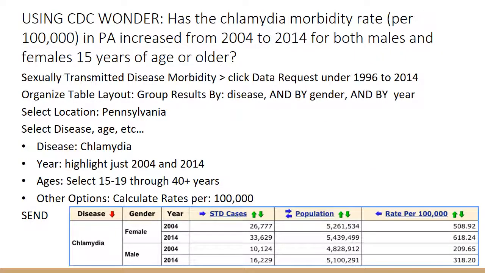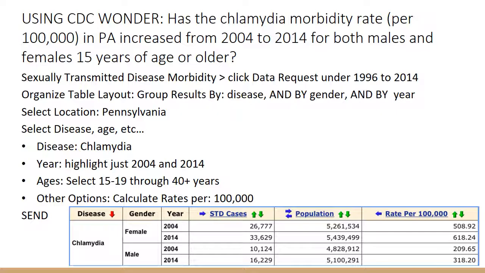Here's another example of using CDC Wonder. This is asking about chlamydia morbidity rate per 100,000 in Pennsylvania. We want to know if it is increased from 2004 to 2014 for both males and females who are aged 15 or older. So on our main CDC Wonder page, underneath the Wonder online databases, we're going to click the sexually transmitted disease morbidity database. Then we'll click the data request under 1996 to 2014.